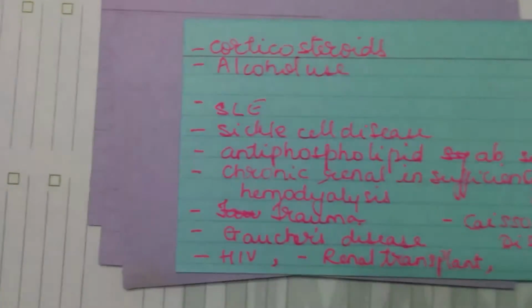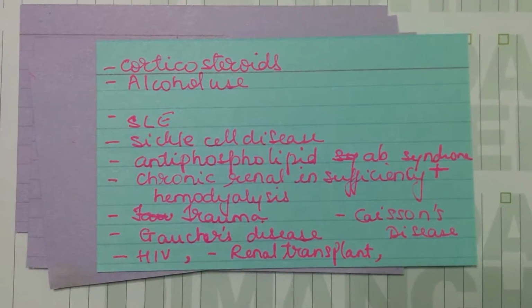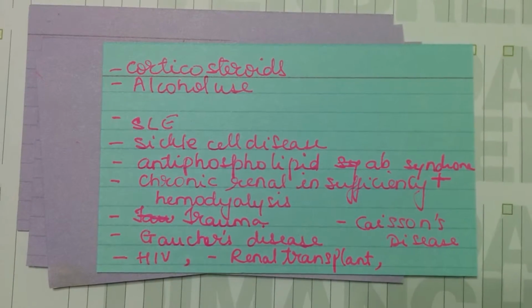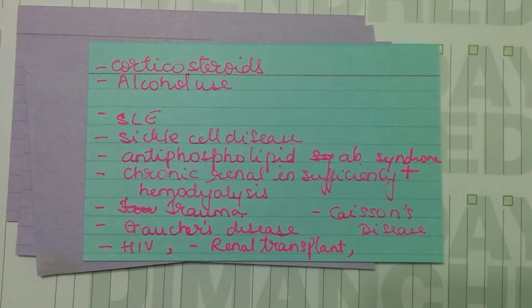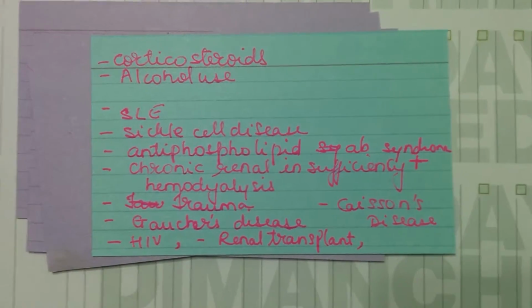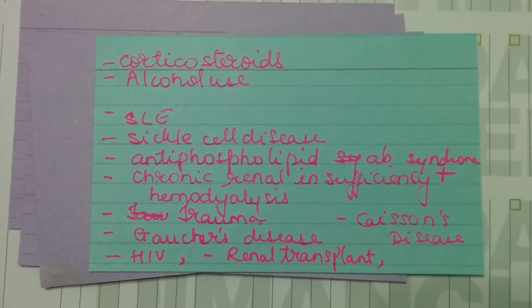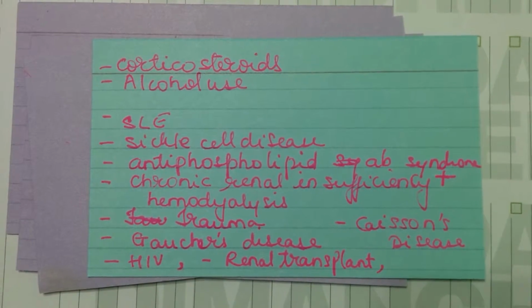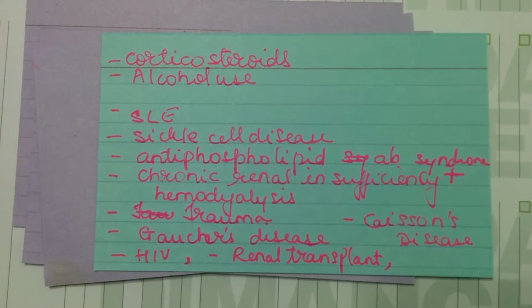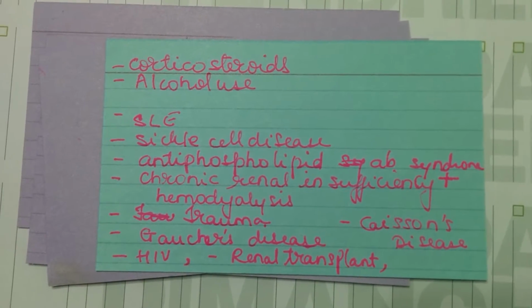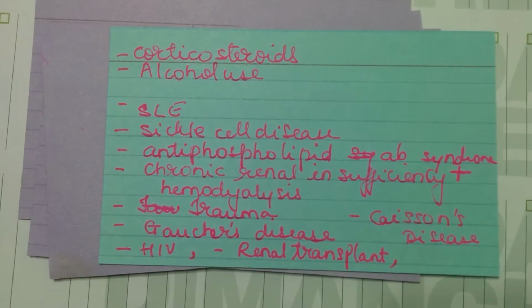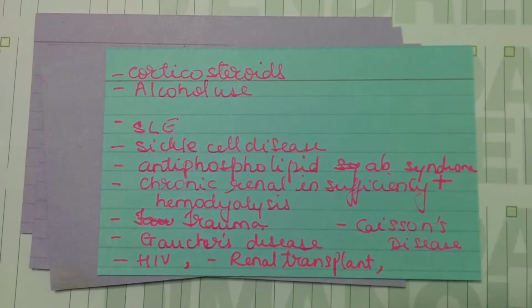Next, what are the causes of osteonecrosis or avascular necrosis, which is also called osteochondritis dissecans? And the causes are steroids, alcohol use, SLE, sickle cell disease, antiphospholipid antibody syndrome, chronic renal insufficiency plus hemodialysis. So a patient who has chronic renal insufficiency and is also receiving hemodialysis can have avascular necrosis. Trauma can cause it. Gaucher's disease can cause avascular necrosis. HIV, renal transplant, and Caisson's disease. Caisson's disease is decompression syndrome. All these can cause avascular necrosis.